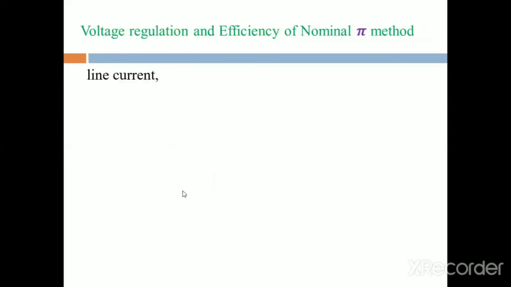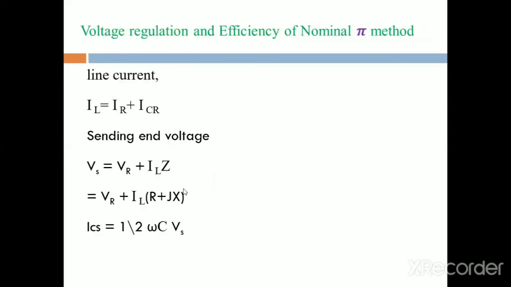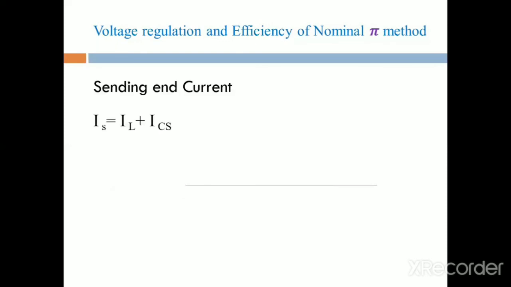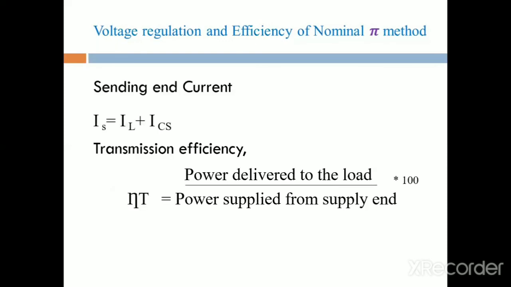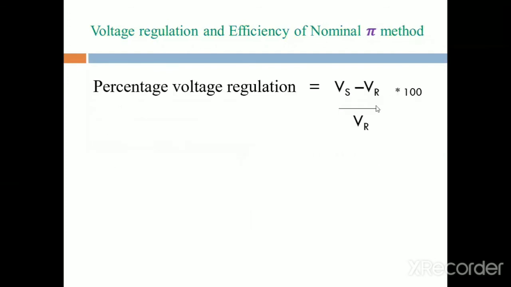By using these various formulas, we write down the efficiency and voltage regulation formulas and then substitute all the values for that VS, IS and VR, IR in that efficiency and the voltage regulation. Then we find out the voltage regulation and efficiency in the case of a nominal pi method. Okay, this is the last method in the case of a medium transmission line.